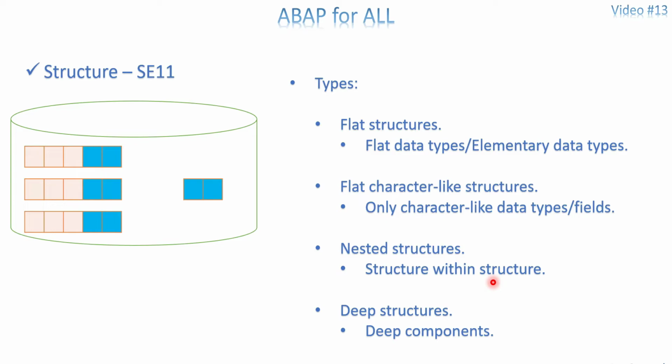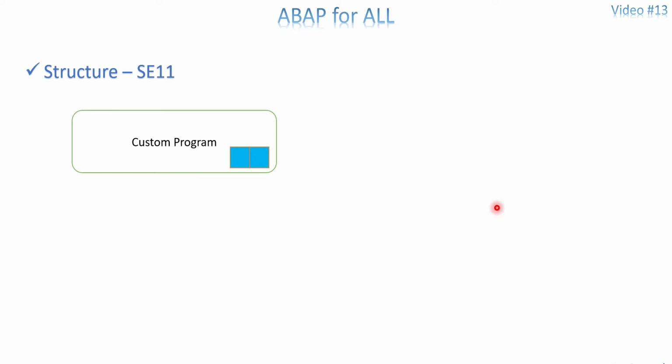I'm going to give a small introduction about internal table over here. I will take a very deep session on internal table a little later. So that is coming under the deep structure. So these are the 3 or 4 different types of structures you are able to create. And as I mentioned, once the structure is created in the data dictionary, it can be used everywhere, and you can use it in the custom program as well.